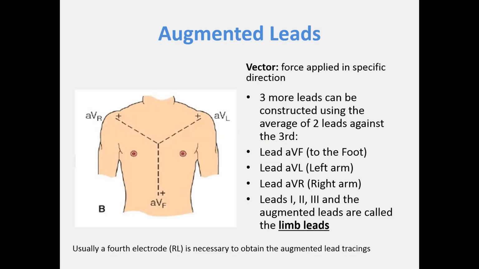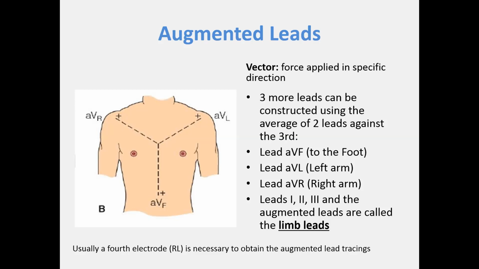So leads 1, 2, and 3 are on the 12-lead, and these augmented leads are on the 12-lead. These augmented leads are called augmented vector to the foot, augmented vector to the left arm, augmented vector to the right arm. What vector means is a force applied in a specific direction. So with these augmented leads, they take 2 leads and they average those 2 together against the 3rd lead.